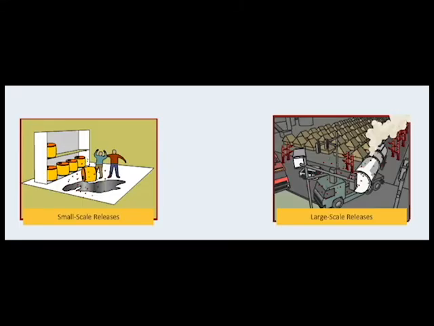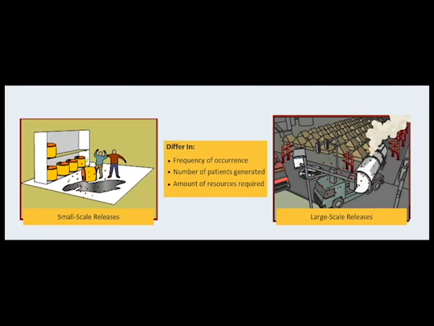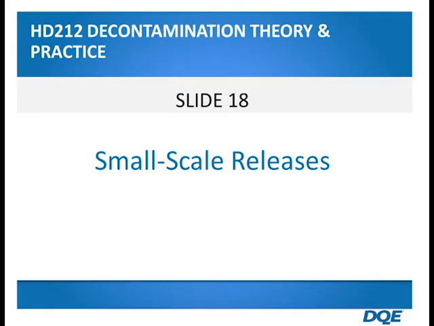For planning and training purposes, it is useful to divide hazardous materials events into two general classes: small-scale releases and large-scale releases. These two classes commonly differ in terms of frequency of their occurrence, the number of patients generated, and the amount of resources required in the response, both on the scene and at the hospital.